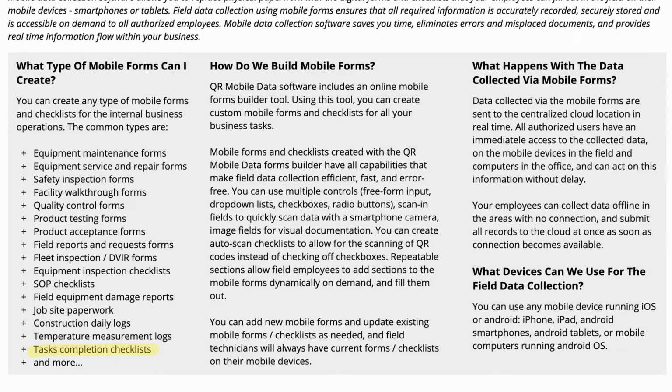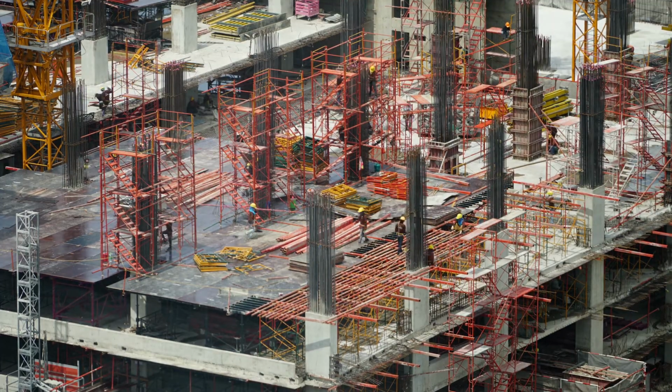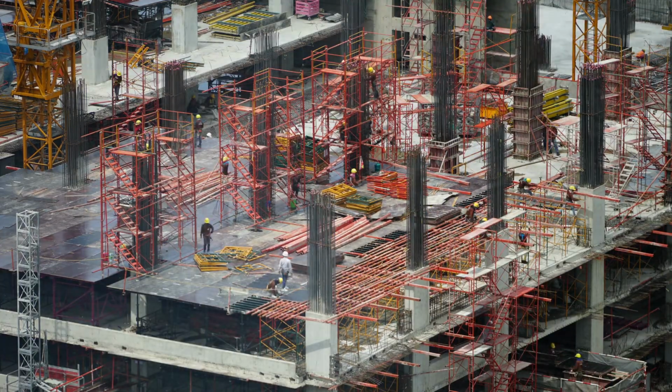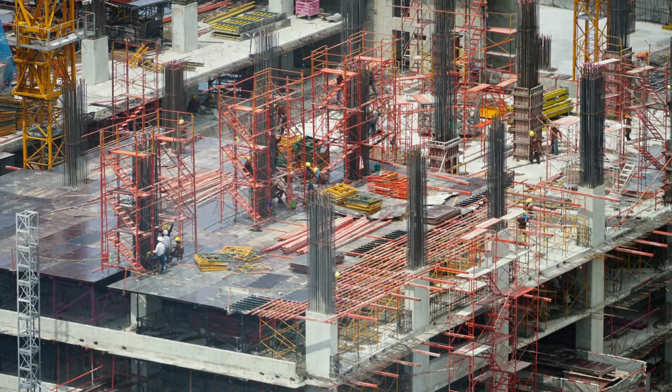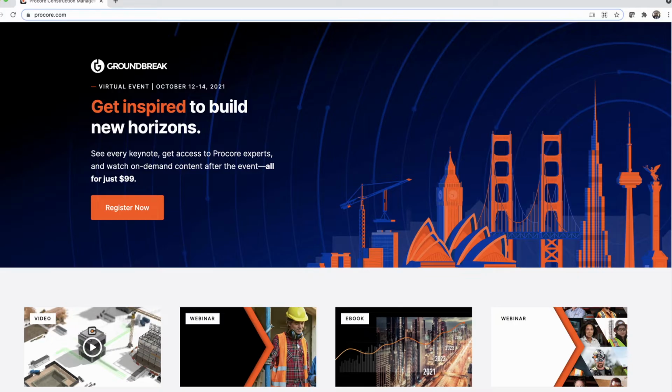It is not surprising that many of QR Mobile Data users are in the business of construction. And since these customers use Procore to manage all sides of their business, it makes a lot of sense to integrate QR Mobile Data with Procore, so our customers could access all of their paperwork at one location. This way, once you complete any form on your phone or tablet, it becomes available on Procore and can be accessed by all authorized employees.